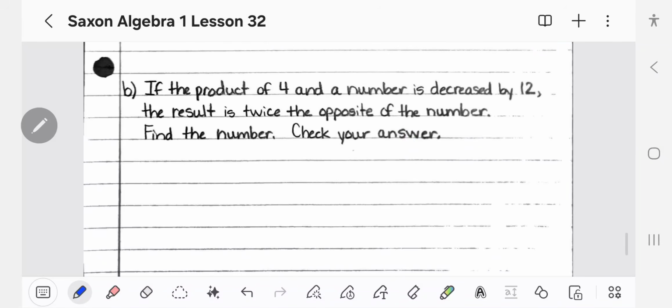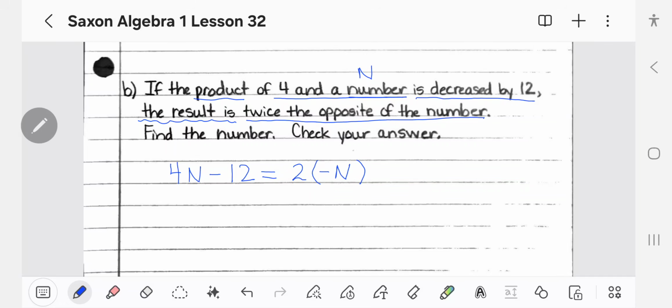B. If the product of 4 and a number, which is going to be n, product is multiplying, so we're going to multiply 4 and n. If the product of 4 and a number is decreased by 12, the result is, that's an equal sign, twice the opposite of the number. Here's your twice, 2 times, the opposite of the number. They want you to find the number.